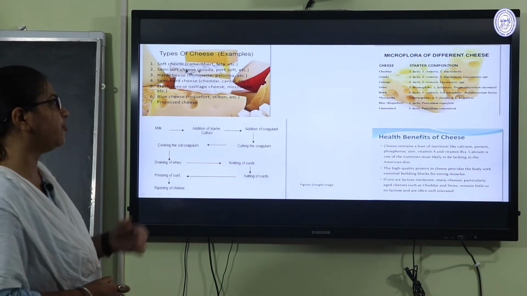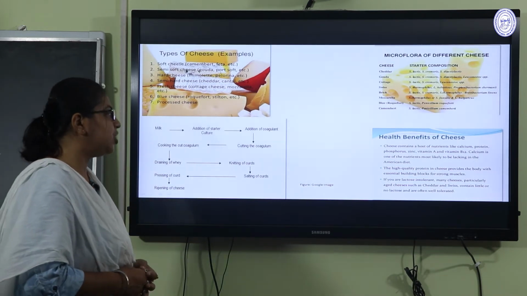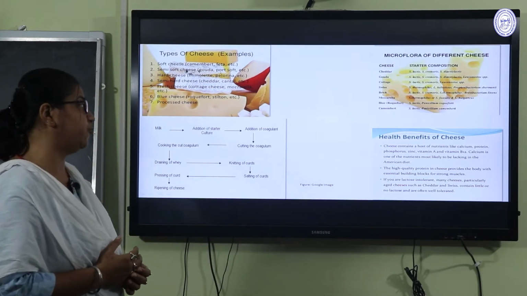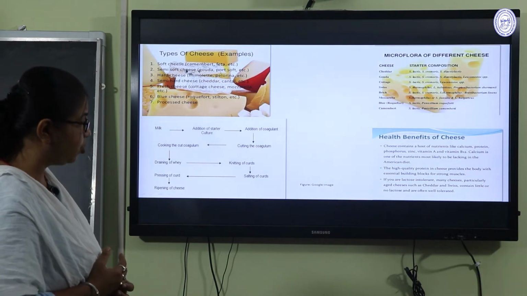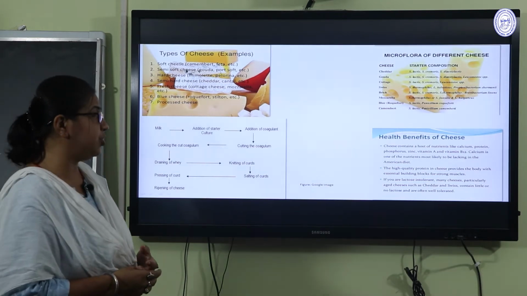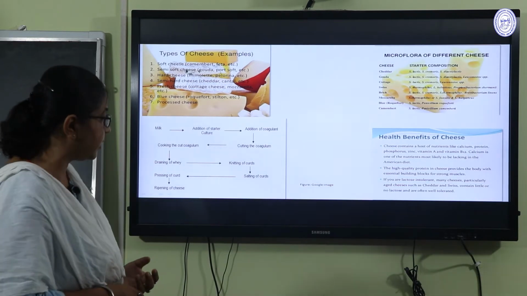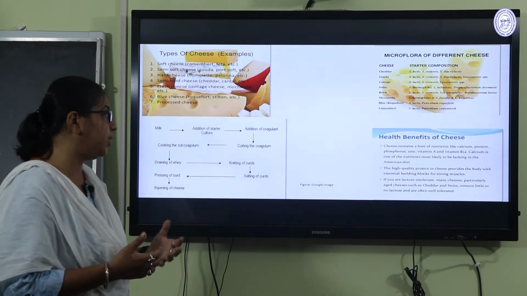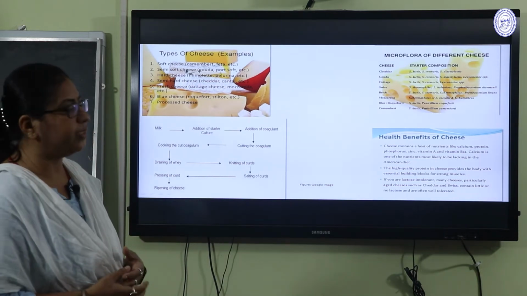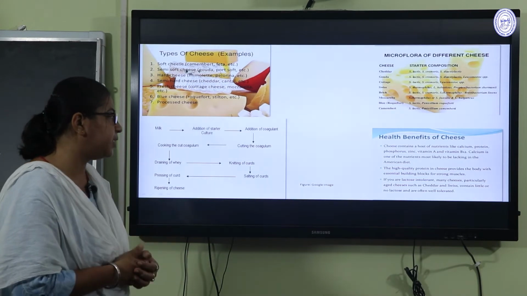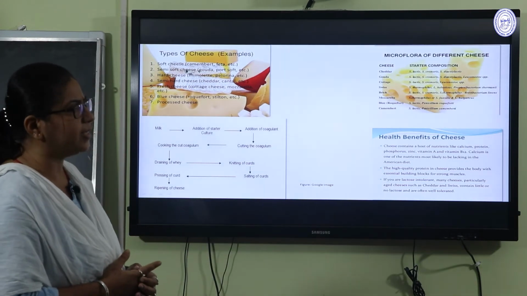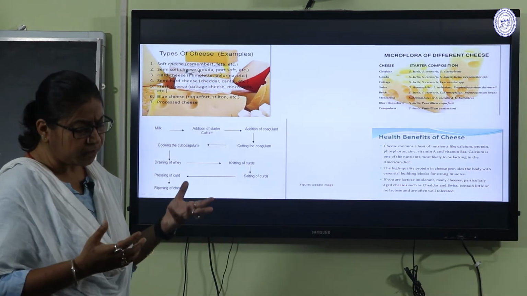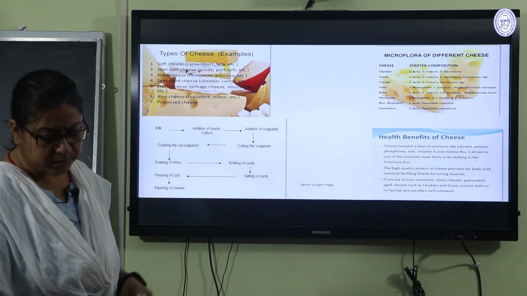Coming to the different health benefits of cheese. Cheese contains a lot of nutrients: calcium, proteins, phosphorus, zinc, vitamin A and vitamin B12. High quality protein in cheese provides very good health status and helps in building up strong muscles. And if anybody is lactose intolerant, he or she can take cheese as a dietary supplement, and it will help in digestion. It is a good food and provides different types of benefits to the people who consume cheese.